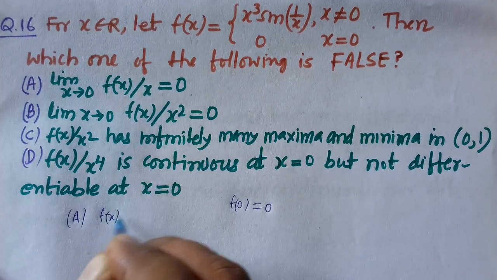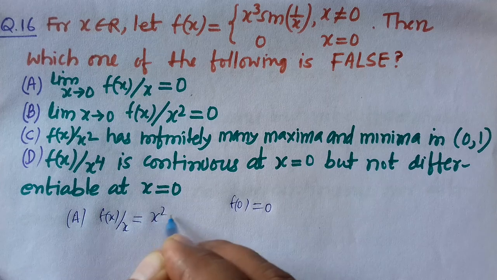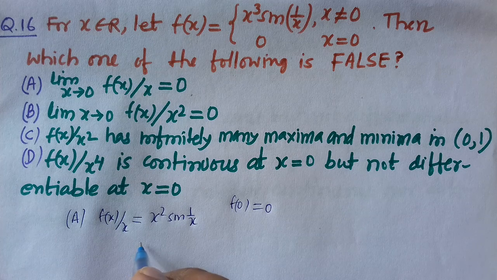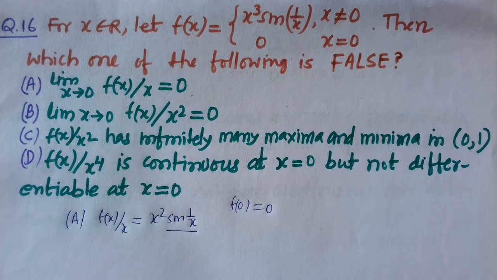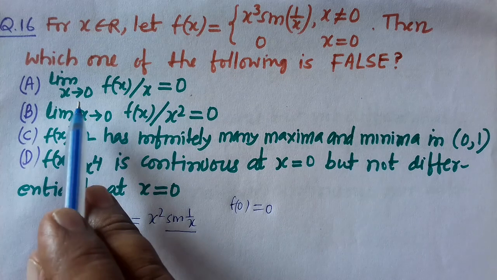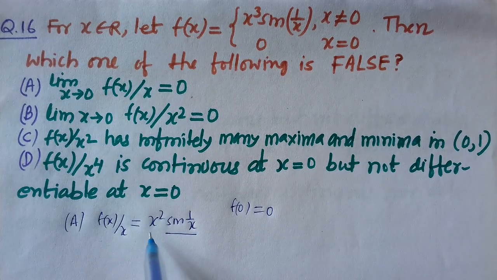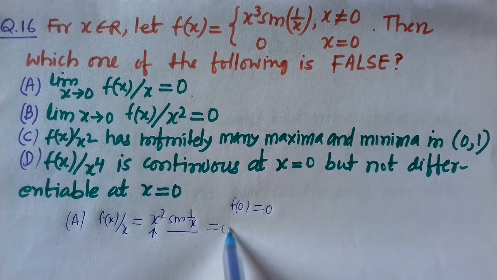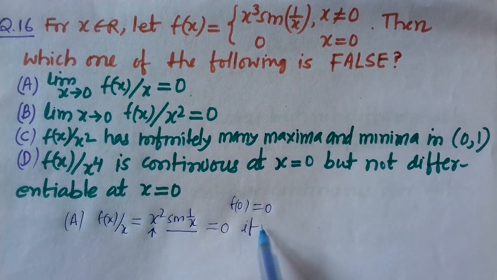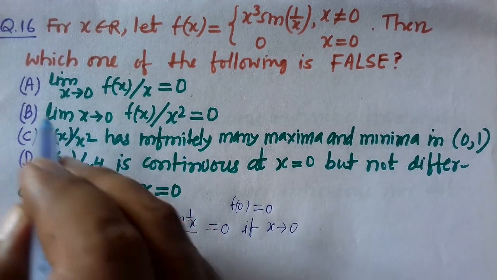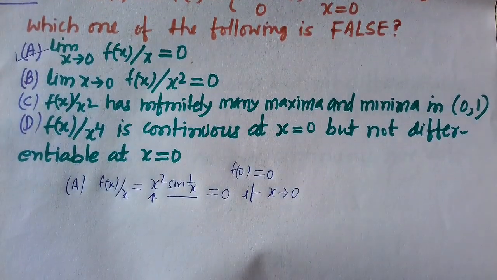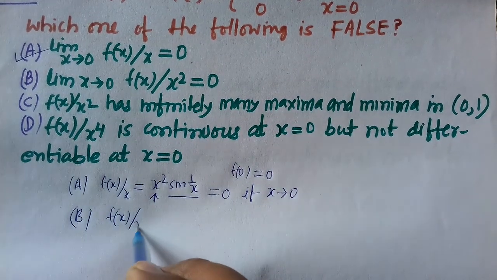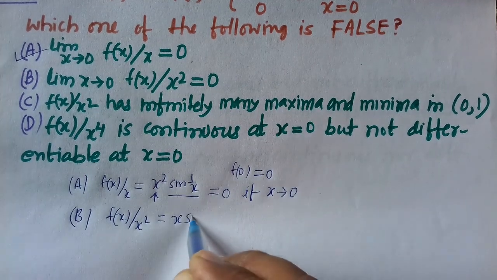So f(x) by x will be x square sine 1 by x, and we know that this is a bounded function. So letting x tends to 0 from both sides, this part will be 0, and 0 into a bounded function will be 0 if we let x tends to 0. So A is true.